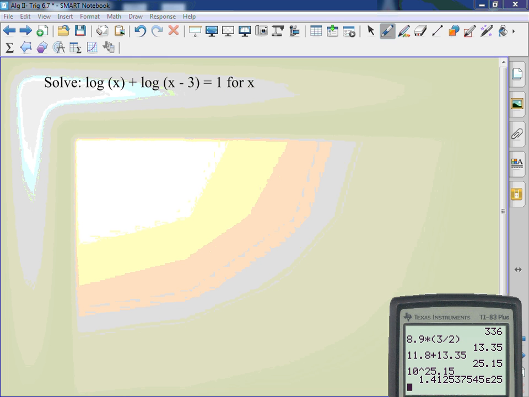So you're saying multiply these two, right? So it says log of x times x minus 3 equals 1. So all you did was combine the two because it was the plus and they had the same base. What base do I really have? I have base 10.